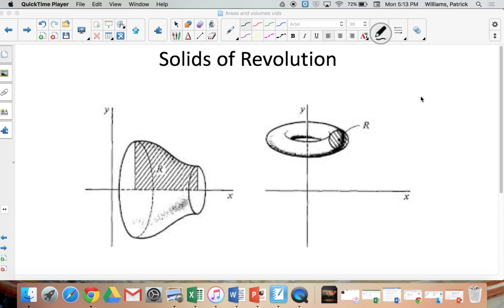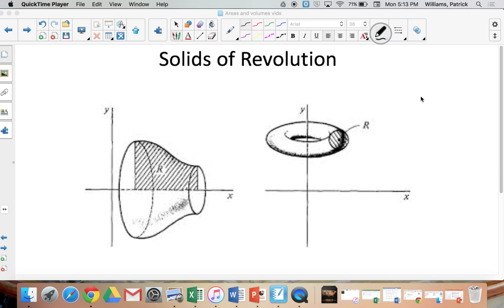So in these videos, we're going to be talking about the last thing that we're going to be learning in this unit, which is called solids of revolution. So we've learned how to find areas of enclosed areas, we've learned how to find arc length, and we've learned how to find volumes of solids by a method of slicing.